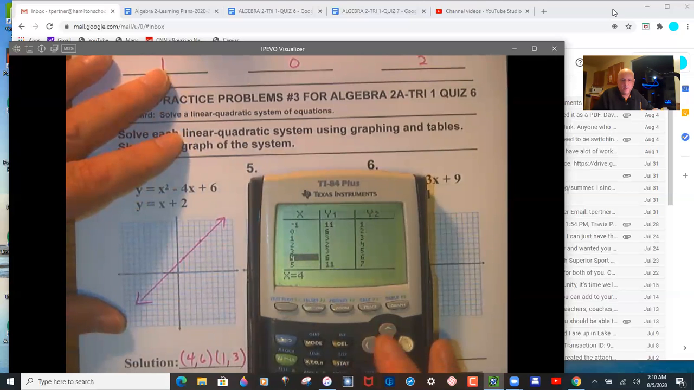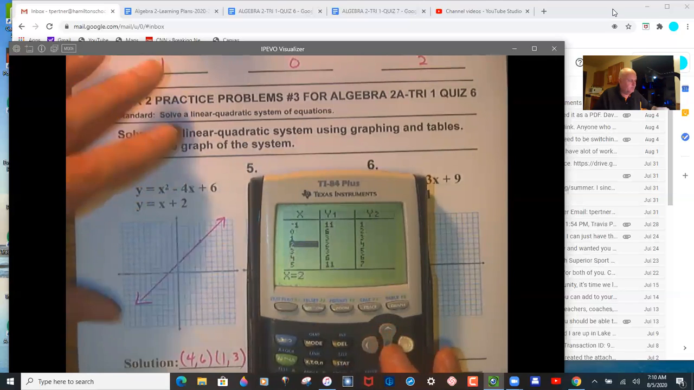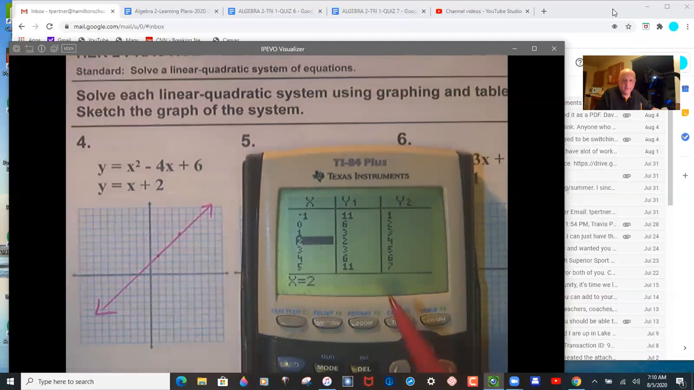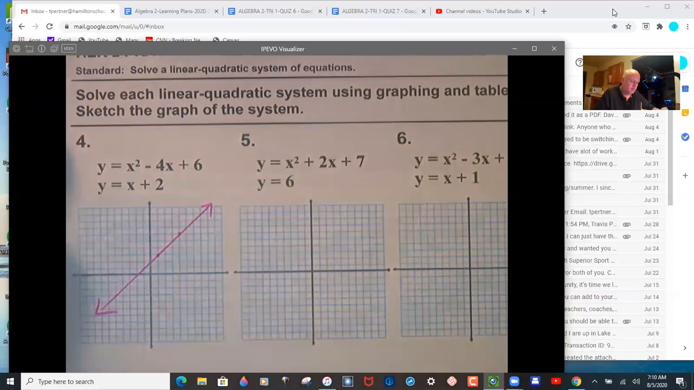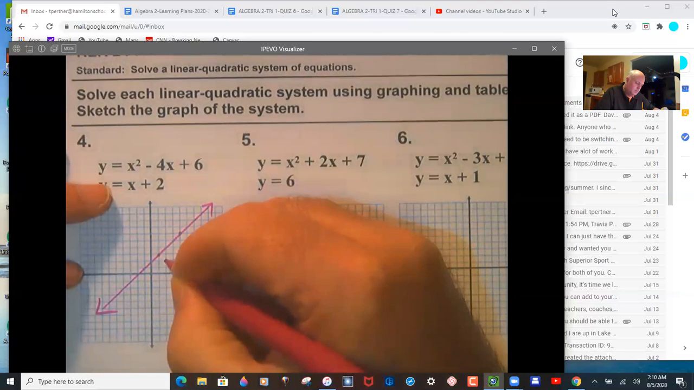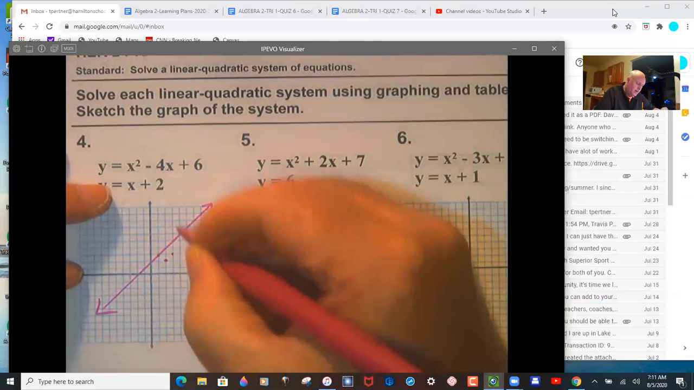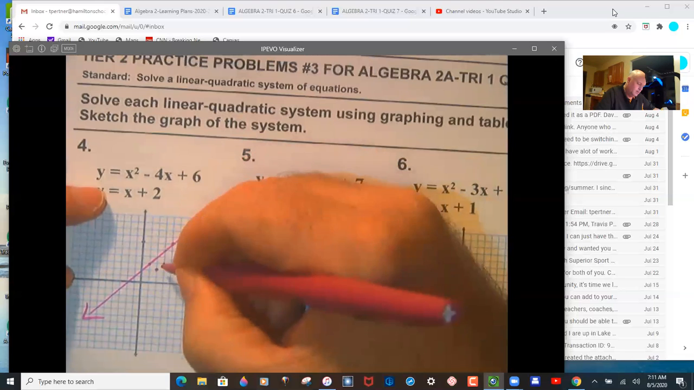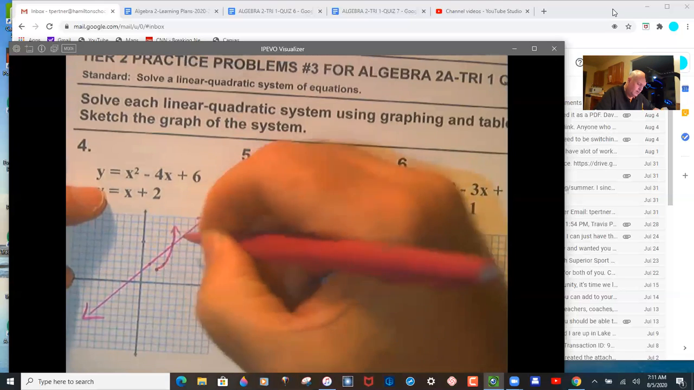So for the quadratic, I see at (2, 2), let me zoom in a little bit, is the vertex because of that pattern above and below again. And then you know these points are on the quadratic, so just count and use symmetry to get these.